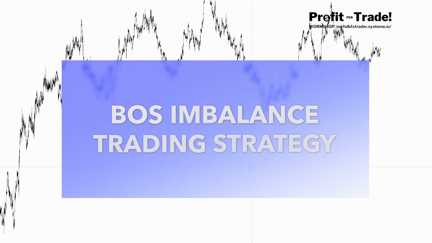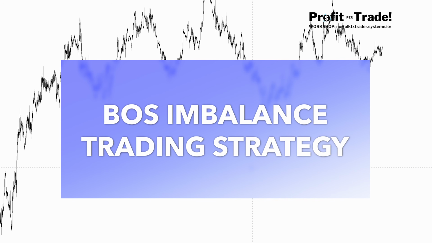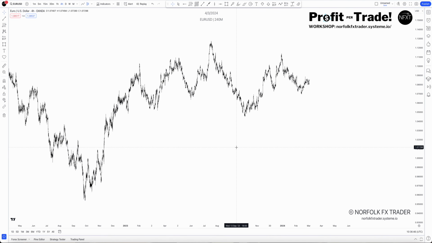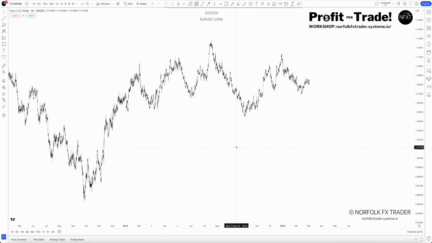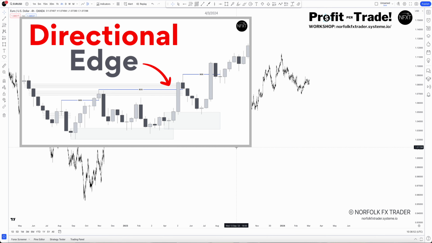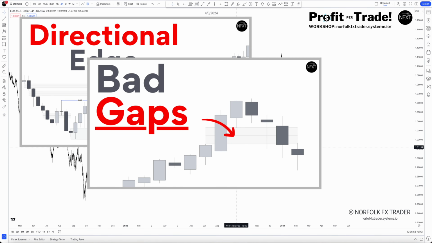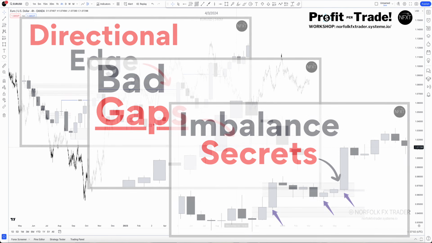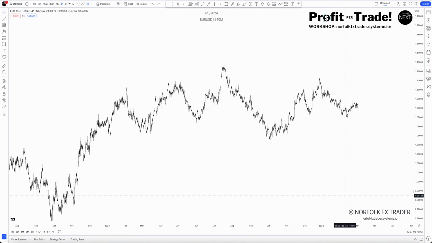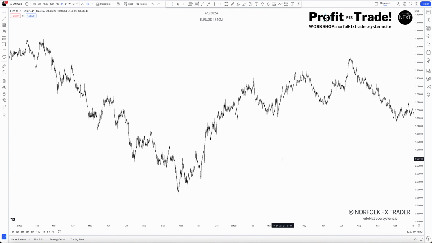Now, once you master the breaker structure imbalance trading strategy, you will then have a full working strategy that you can start applying into the markets. Now, we've already been through that directional bias with using those imbalance zones, and we've been through those bad zones that you need to be avoiding, and we've also gone through that pre-imbalance zone. But today we're going to look at that breaker structure and how we can use that with the imbalances.